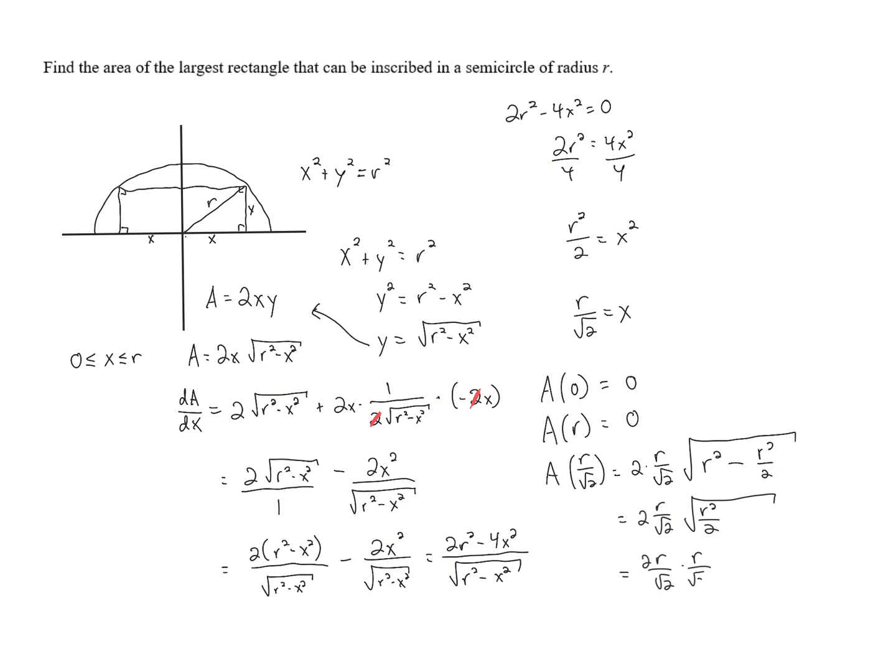So we've got r over root 2. And then in the denominators, root 2 times root 2 is just 2. So we've got 2r squared over 2, which equals r squared. So the maximum area we can have for a rectangle inscribed in that semicircle is going to be r squared.